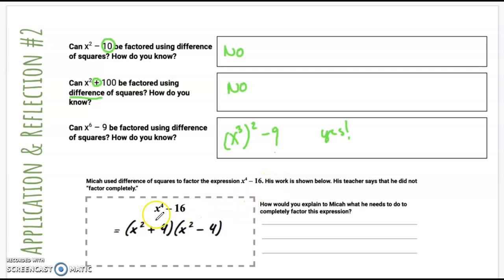Micah used a difference of squares to factor this expression. His work is shown. His teacher said he didn't factor it completely. This is what's coming, guys. We haven't started factoring just yet, but it's on the way.